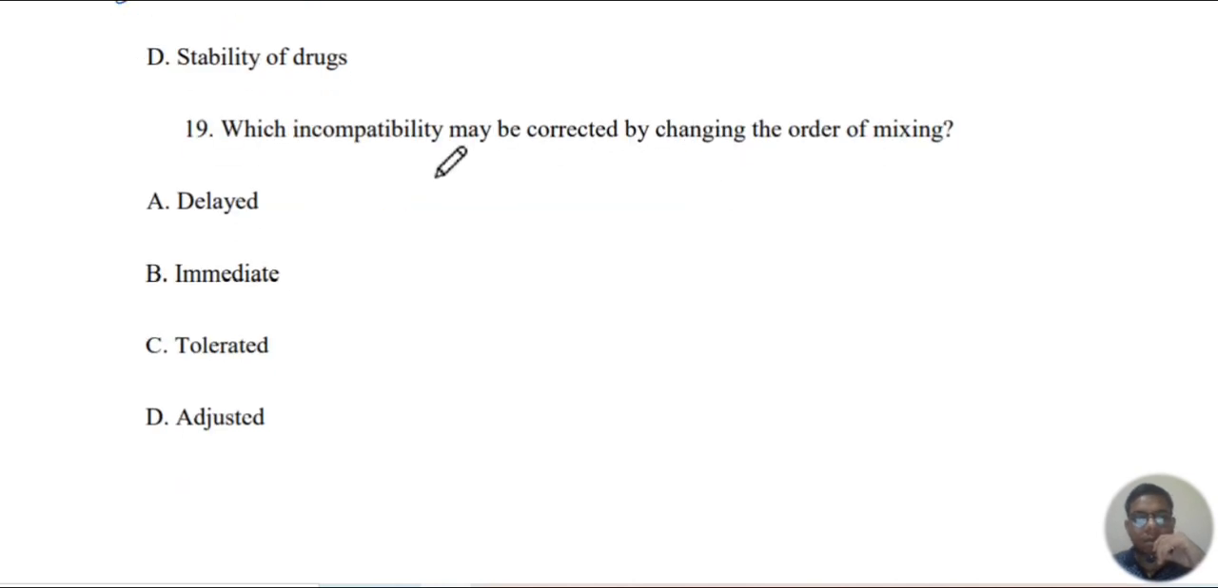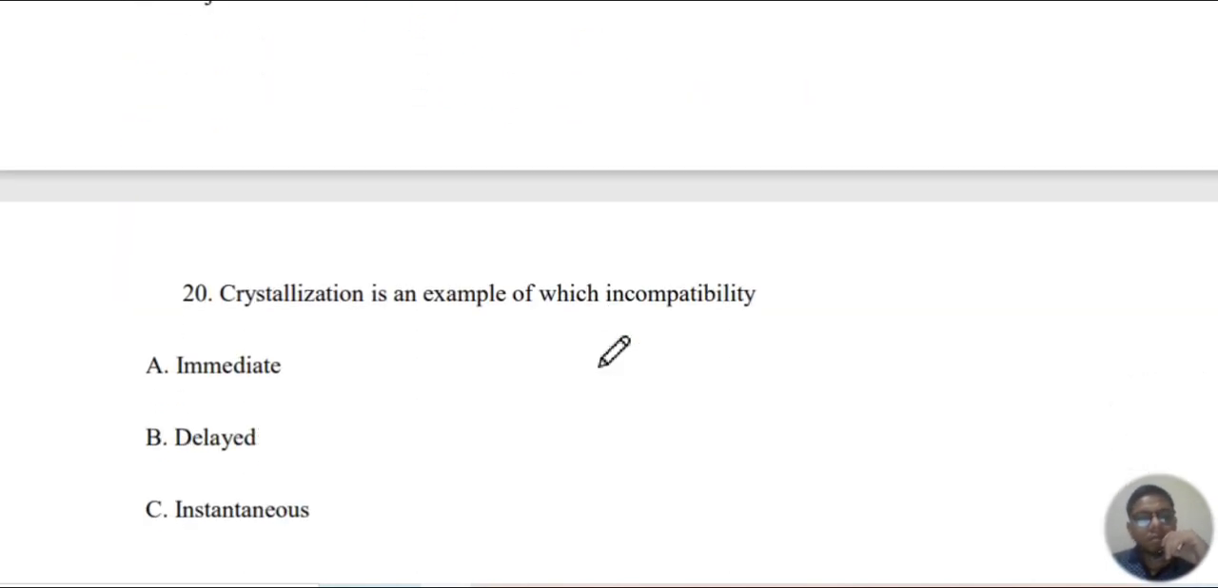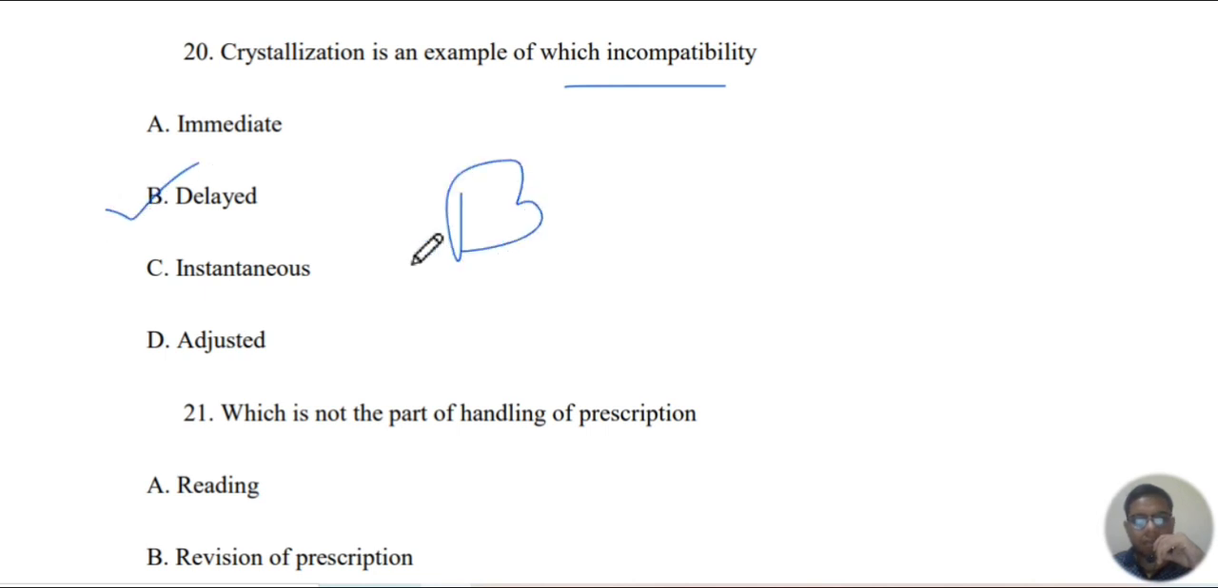Which incompatibility may be correct by changing the order of mixing? The answer is C. Tolerated, meaning tolerance. Okay. Next is 20 question number. Crystallization is an example of which incompatibility? The answer is B. Delayed.